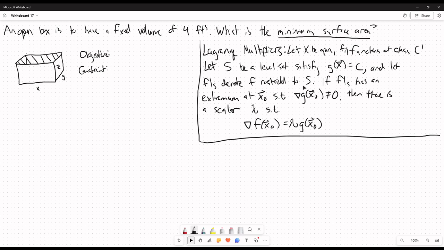We're going to start with an optimization problem. Suppose an open box is to have a fixed volume of 4 feet cubed. What is the minimum surface area possible for this box?